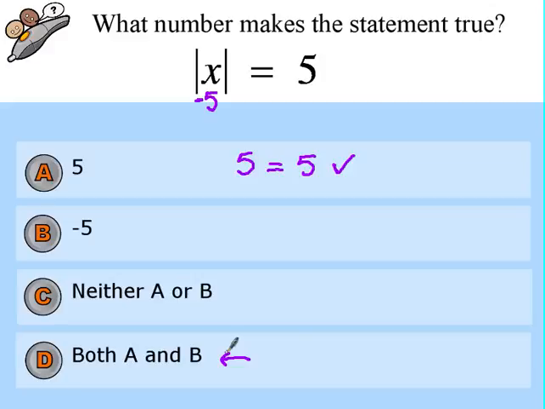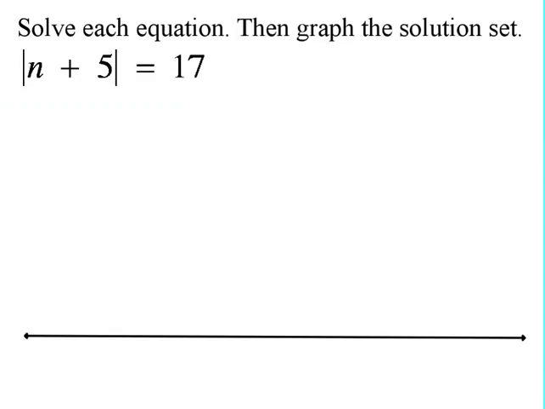So one of the things I want you to understand is that with absolute values, there can be 2 possibilities. And that's going to lead us into our next slide right here. It says solve each equation, then graph the solution set. Now if you remember what I just said, with absolute value there are 2 possibilities. And so up here on the board, I want to get rid of those absolute value signs so I can actually solve this equation.